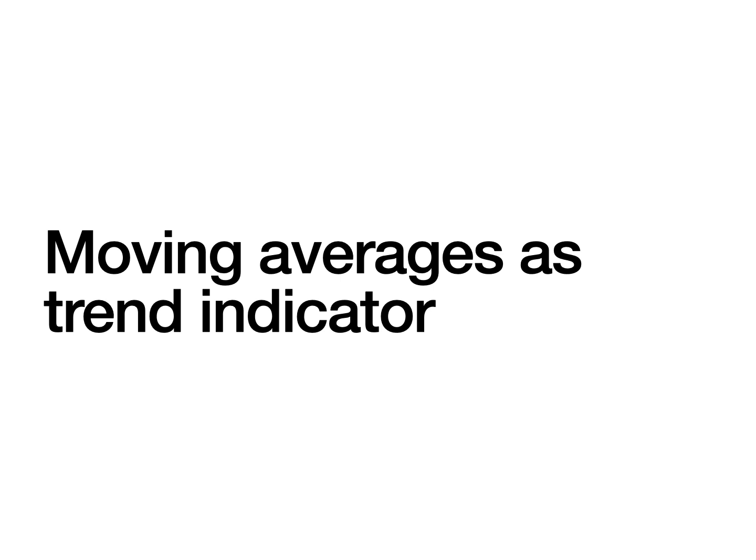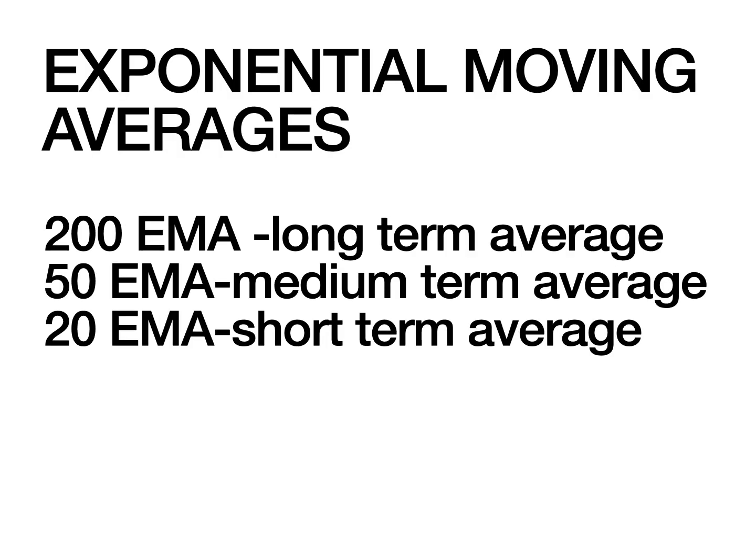Moving averages can be used as trend indicators. We use exponential moving averages lines in order to find the trend. Moving averages are the average of prices over a period of time. The 200 period EMA measures the average of prices over 200 trading days. The 50 EMA measures average of prices over the past 50 trading days, and the 20 EMA measures the average of prices over the past 20 trading days.